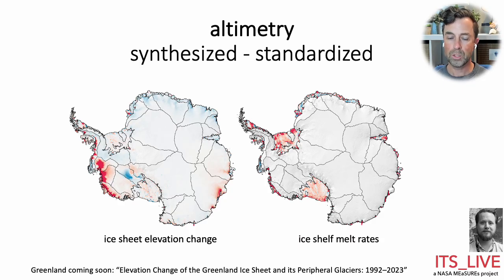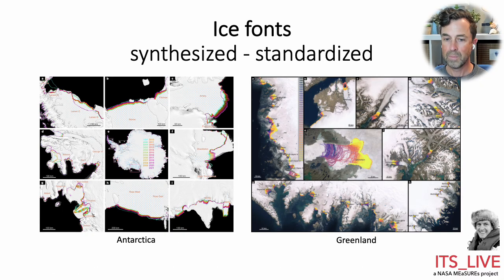We also have an altimetry product, which provides elevation change of the grounded ice and then also changes in ice shelf thickness. We will soon have a product for the Greenland ice sheet that is under review. And lastly, we provide ice front positions. We have annual ice front positions for the Antarctic ice sheet and monthly ice front positions for Greenland.